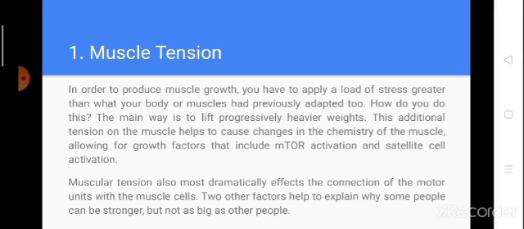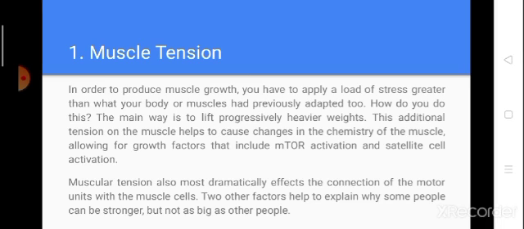This additional tension on the muscle helps to cause changes in the chemistry of the muscle, allowing for growth factors that include mTOR activation and satellite cells activation. mTOR is a phenomenon, it is a short term of a process. Okay.